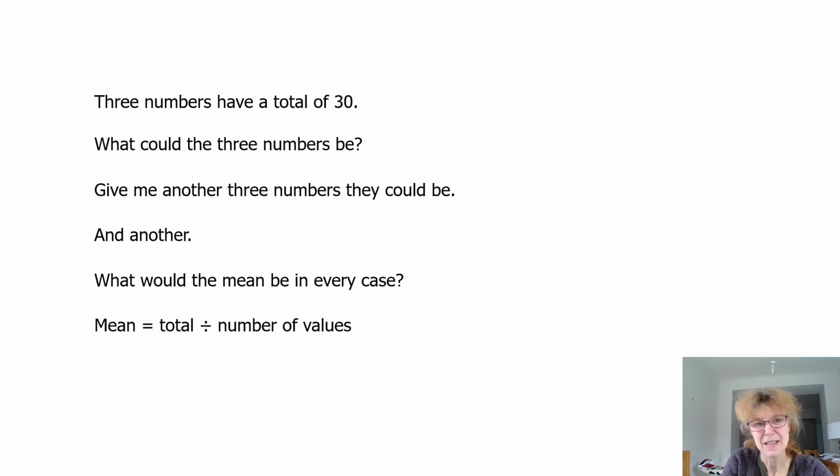You remember, the mean is the total of those values, or the sum of those values, divided by how many values you've got. So in this case, the mean would be 30, because we know the numbers have a total of 30, divided by 3, because we know there are three numbers. So in every case, the mean value would be 10. 30 divided by 3 equals 10.